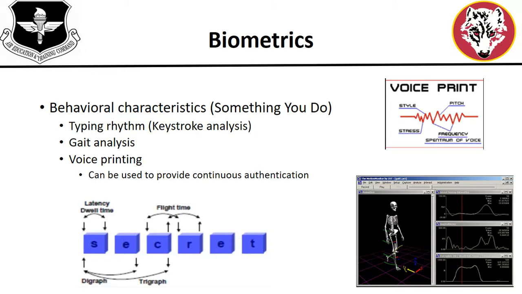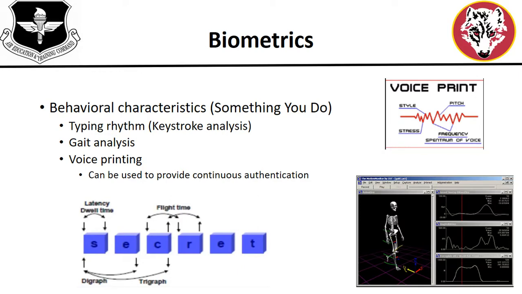The next characteristic of biometrics we're going to talk about is behavioral. These are not directly related to the physiological makeup of an individual, but fall under the category of biometrics. CompTIA categorizes these behavioral characteristics as something you do. This includes typing rhythm, also known as keystroke analysis, gait analysis, as well as voice printing. Keystroke analysis measures the speed and accuracy at which a user types a password or passphrase.